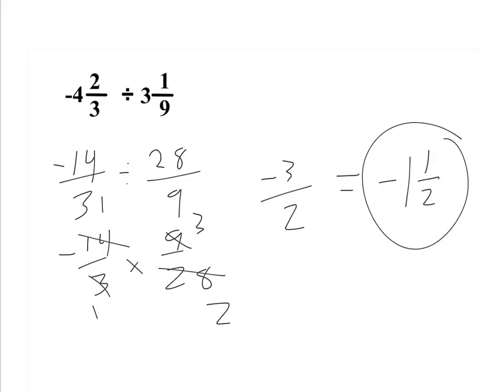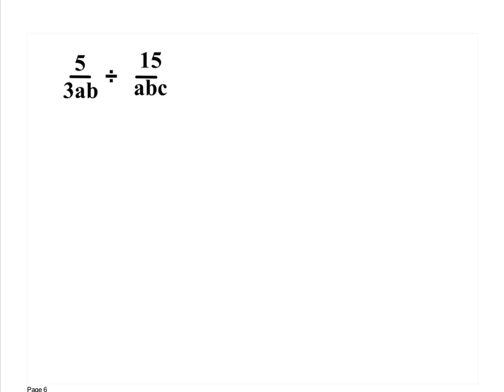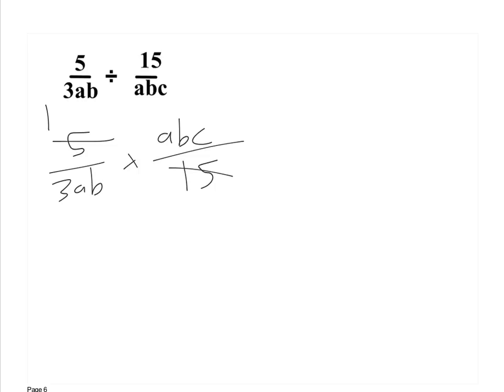There's my answer. You've got 5 over 3AB divided by 15 over ABC. You have to times by the reciprocal, so I've got 5 over 3AB. I'm timesing it by ABC over 15. Is there anything I can reduce? Yes. 5 and 15. I take 5 out of 5 and get 1. 5 out of 15, I get 3. Is there anything else? No.